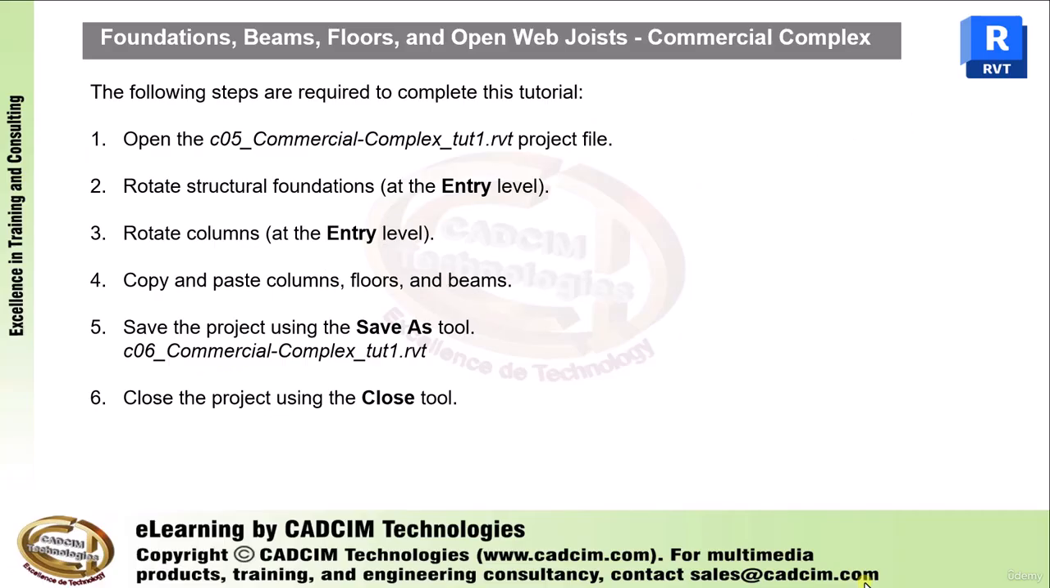After that, we are going to follow the steps that are required to complete this tutorial. Open the C05 Commercial Complex Tute 1.rvt project file. Then, rotate structural foundations at the entry level. Rotate columns at the entry level, copy and paste columns, floors and beams, then save the project using the Save As tool and close the project using the Close tool.